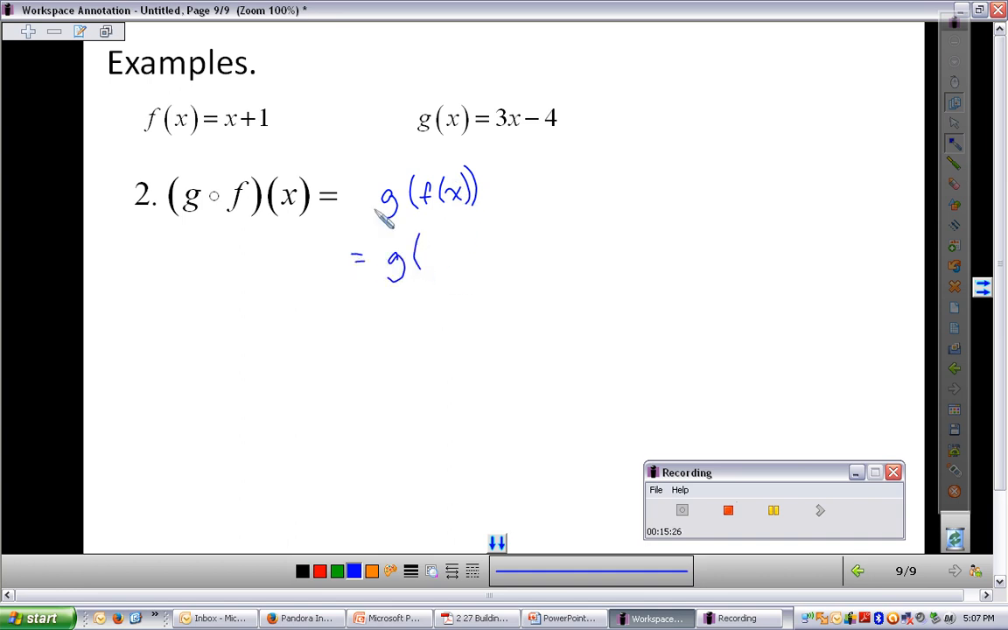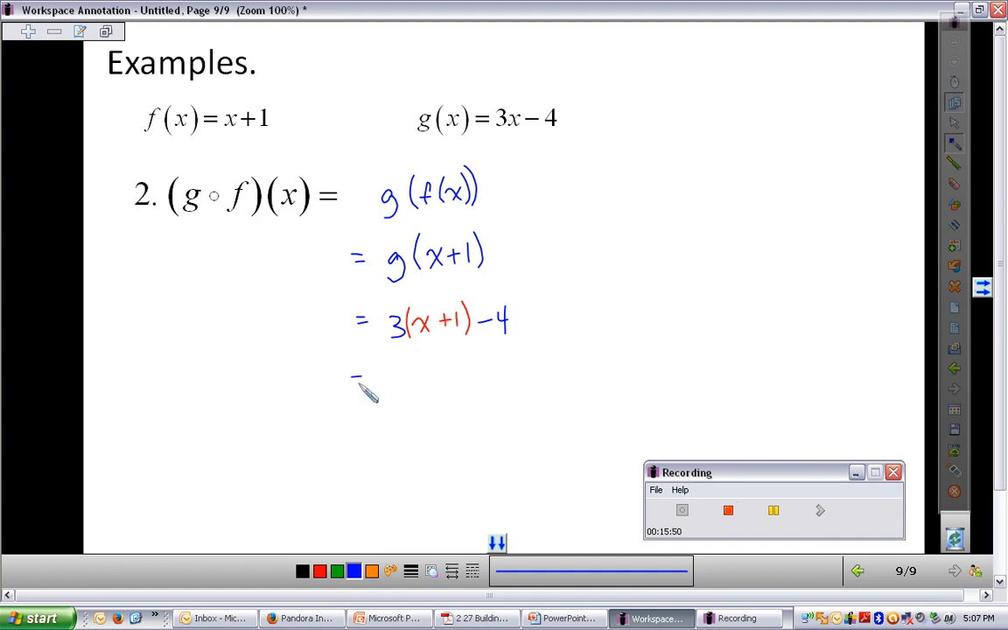So this is going to be equal to g, f of x is x plus 1. So g of x plus 1 now. Just like the last example, I'm taking this x plus 1 and plugging it in for the x. So this time it's going to look like 3, and I'll switch colors on you here, x plus 1. On the outside, I have the negative 4.